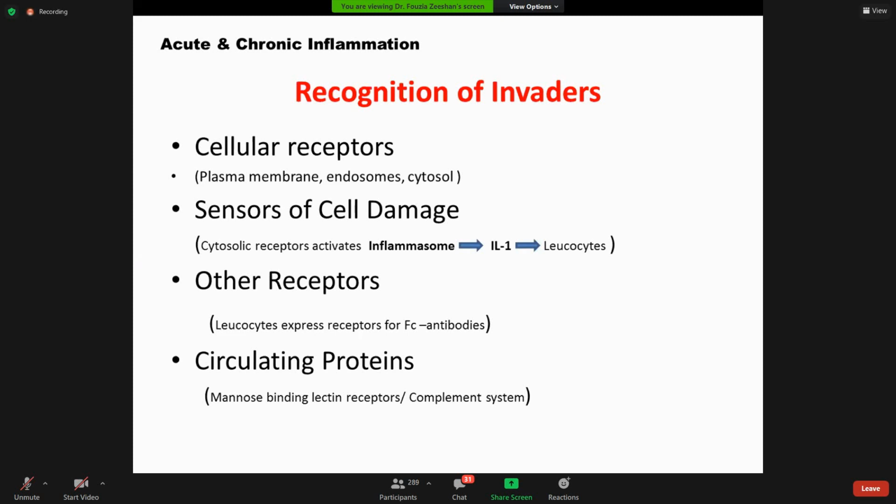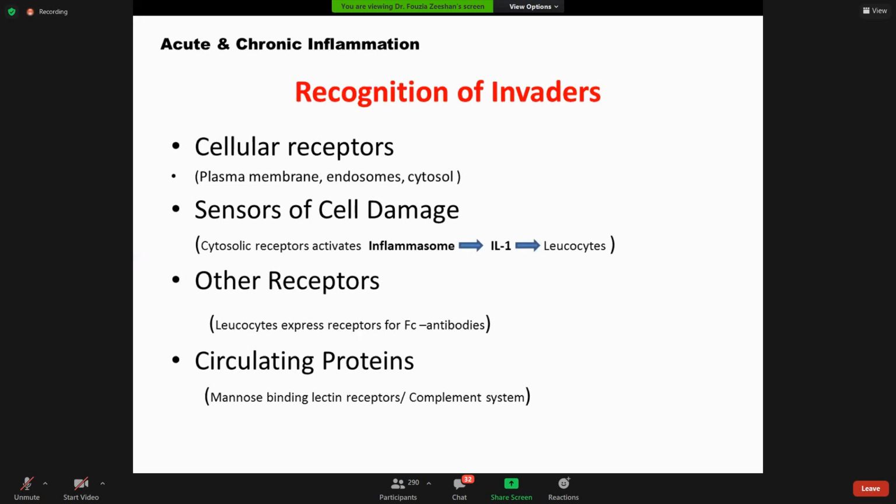Other receptors: some leukocytes have receptors for Fc. Fc is the constant part of the antibodies. We have a very well developed mechanism of identifying microbes. Whenever our body comes across any microbes, antibodies are formed by the B lymphocytes, and these antibodies attach to the entering microbe.